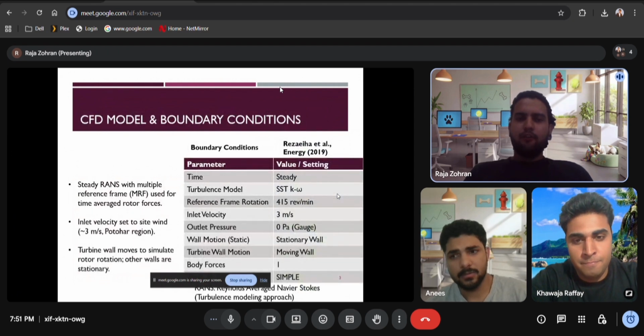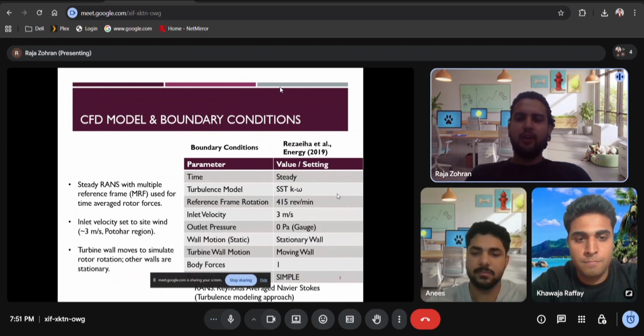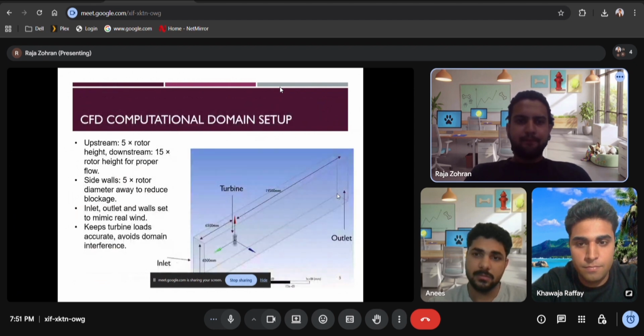My part is about the CFD model, and its boundary conditions are given in the tables. We used steady runs with multiple reference frame for time-averaged rotor force. The inlet velocity was about 3 meters per second and we operated at 415 revolutions per minute. These are the material properties used in structural analysis. We used structural steel, PVC and wood.